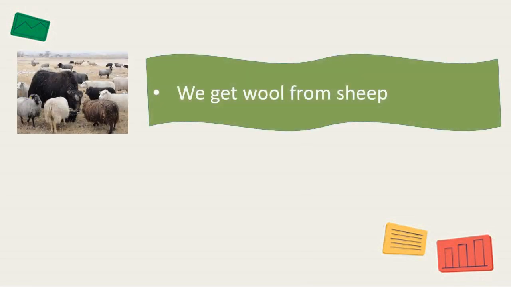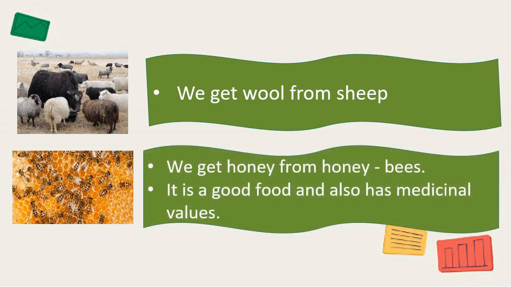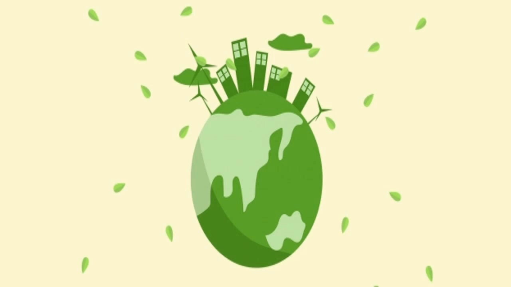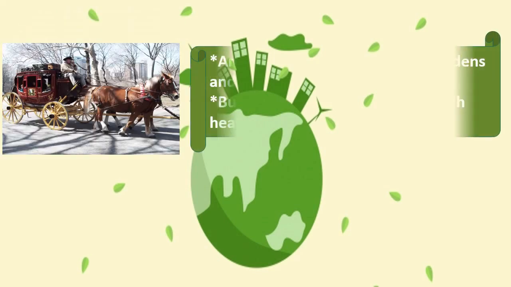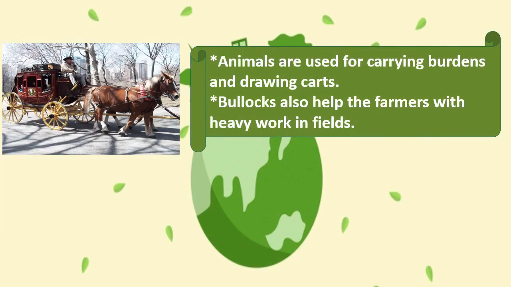We get wool from sheep. We get honey from honeybees. It is good food and also has medicinal values. Animals are used for carrying burdens and drawing carts. Bullocks also help the farmers with heavy work in fields.